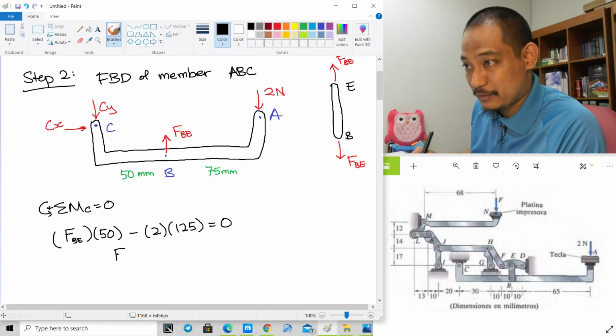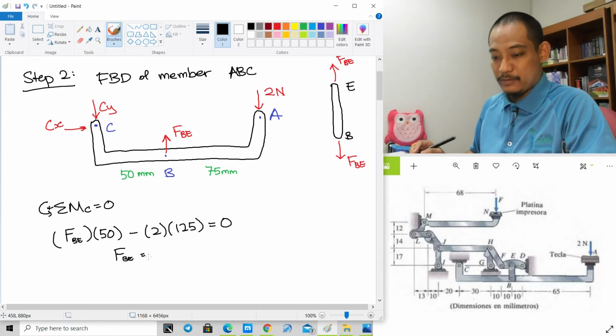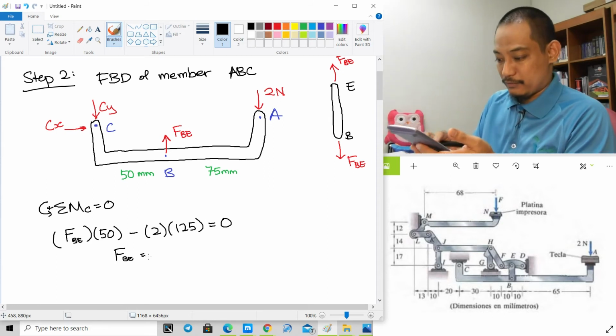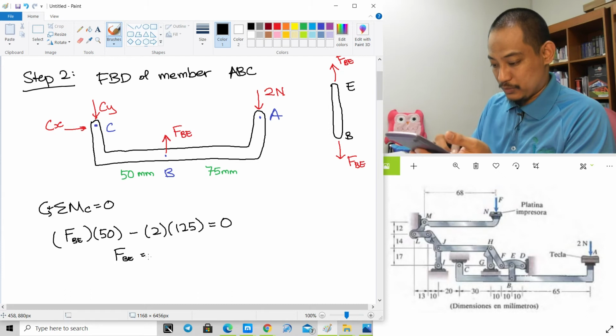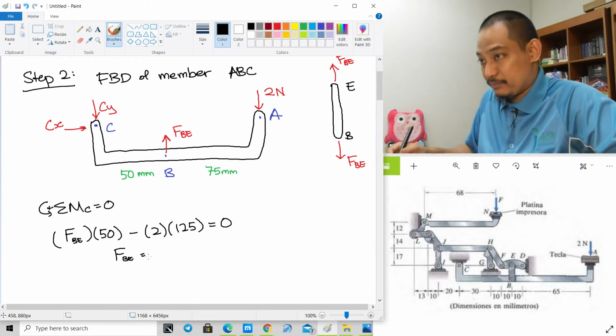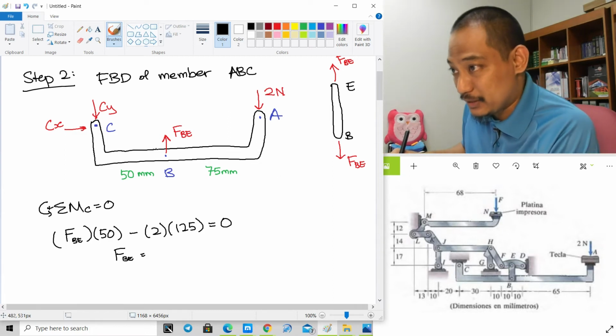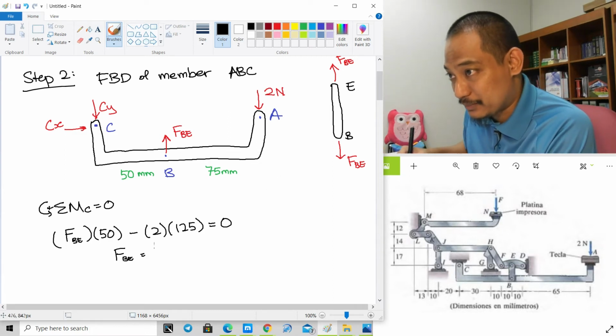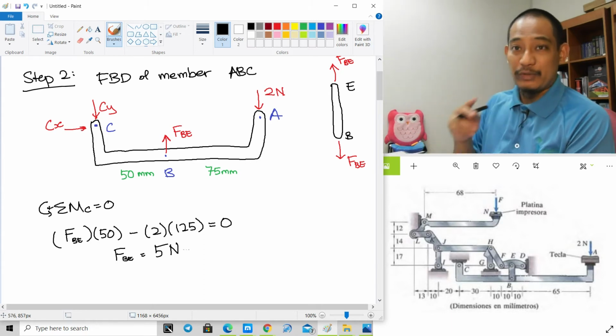So FBE is, if you have 2 times 125 divided by 50, you get 5. So FBE is basically 5 Newton. So now we have solved FBE.